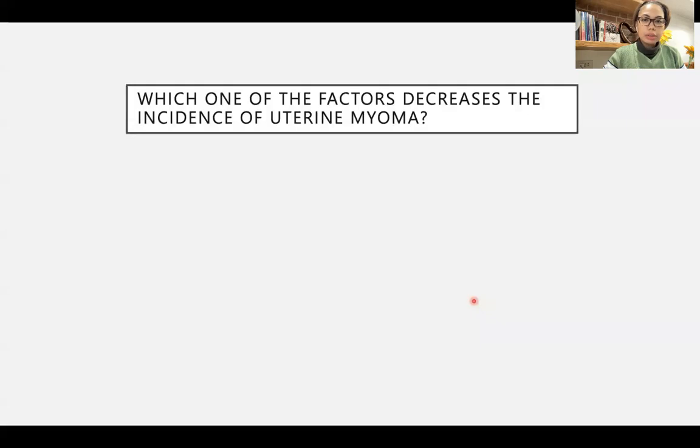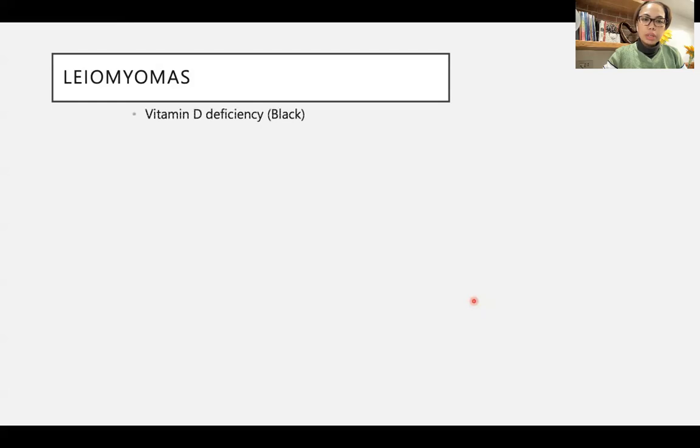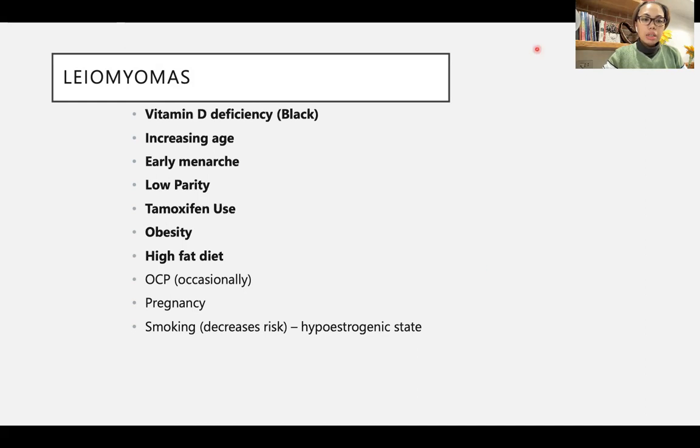Now, risk factors. Which one of the factors decreases the incidence of uterine myoma? Is it early menarche, nulligravidity, gravidity, obesity, or smoking? In the book, these are the enumerated risk factors. Here in black are the most common risk factors that we can identify in the majority of our patients.